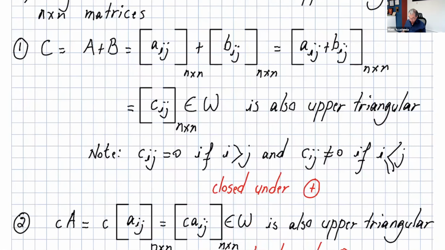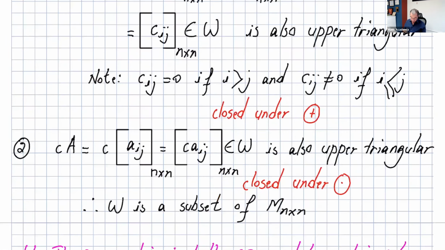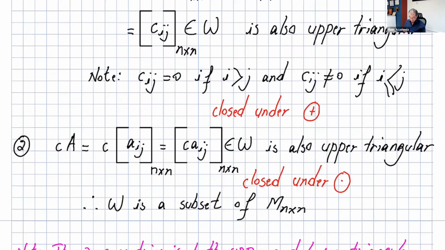So it is closed under addition, or vector addition. Scalar multiplication: if you take an upper triangular matrix and multiply it by c, the lower triangle is still going to be 0, and you get another upper triangular matrix. So it is closed under scalar multiplication.